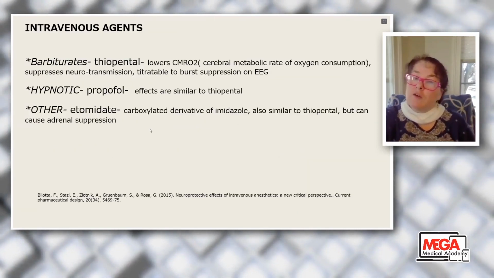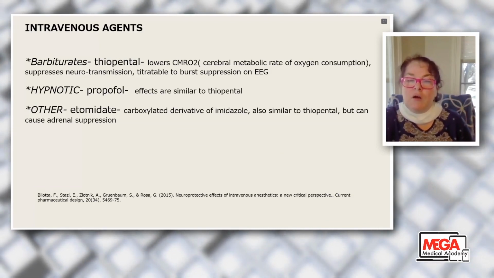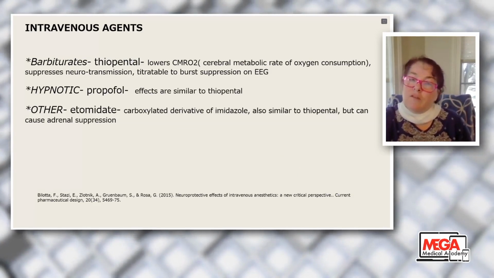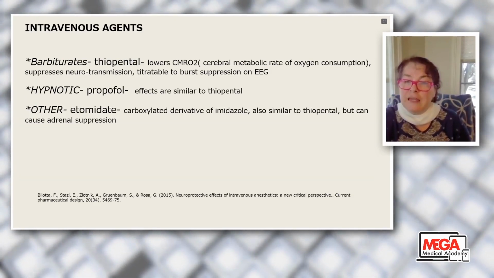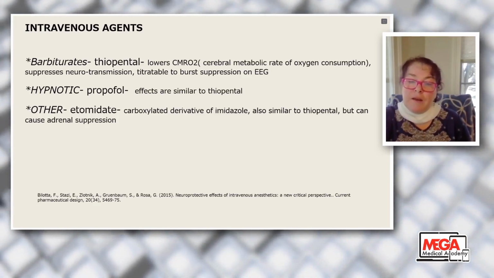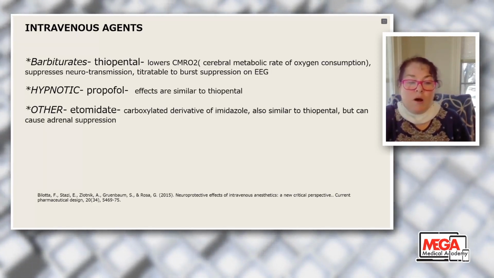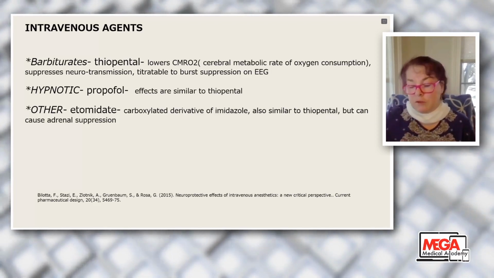IV agents that you can use, barbiturates such as pentothal, lower the metabolic rate of oxygen consumption of the brain. It suppresses neurotransmission. It's titratable for burst suppression on the EEG. The hypnotic propofol is very similar to pentothal. Others, such as etomidate, you could use this also, but it can cause adrenal suppression if you give multiple doses of it.